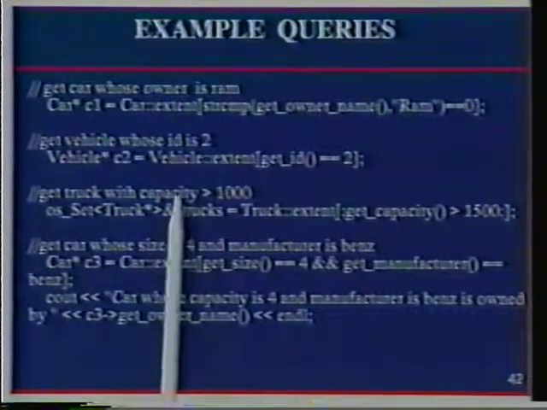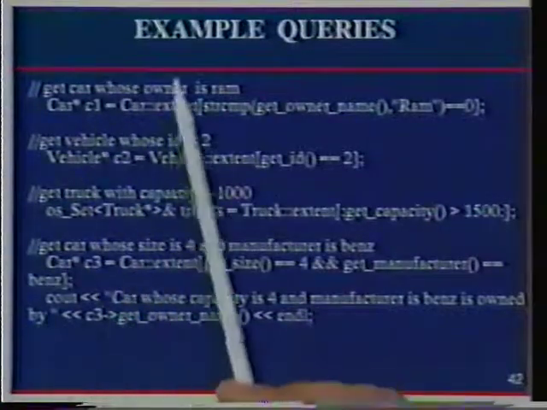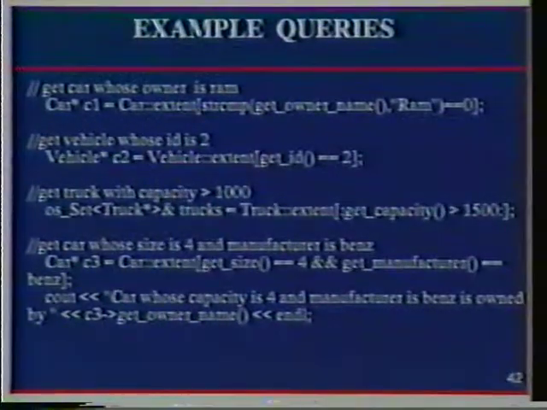Now we can also get back a list or a set, like the example which shows here, get all the trucks whose capacity is greater than 1000, and so you can have a number of query functionalities. Now if you look at these queries, they may not be SQL type queries, but these are queries which are very intuitive for C++ programmers.